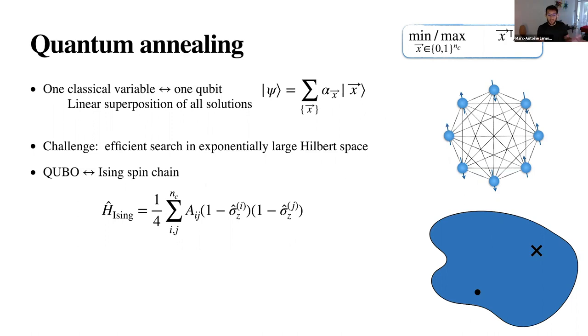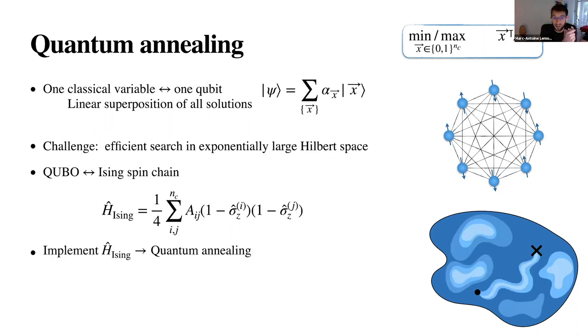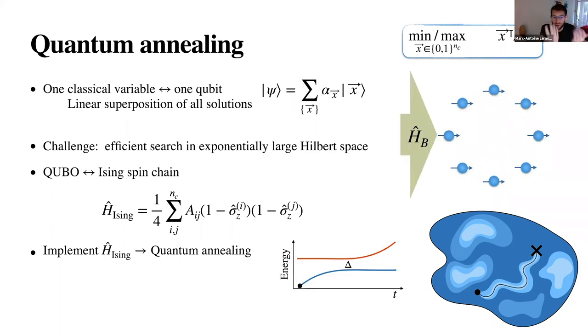So if I'm able to implement this Hamiltonian on my quantum hardware, so if I can evolve my quantum state under this dynamic, it generates this energy landscape in my Hilbert space, and now I can use all sorts of tricks and protocols to navigate through this Hilbert space efficiently. And all these possible tricks can be summed up under what is known as quantum annealing. So these are different techniques.